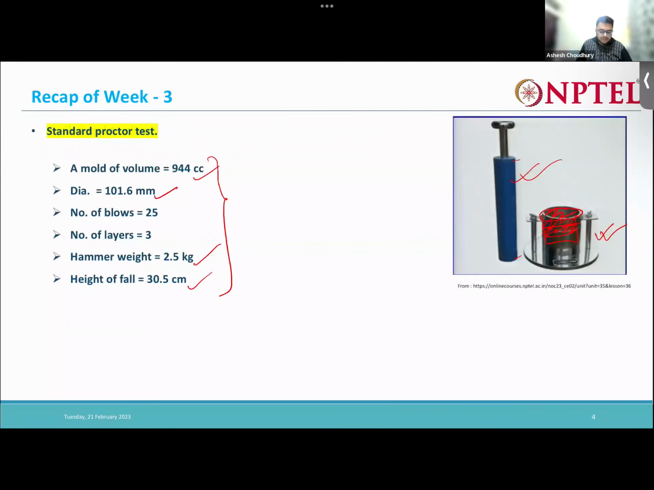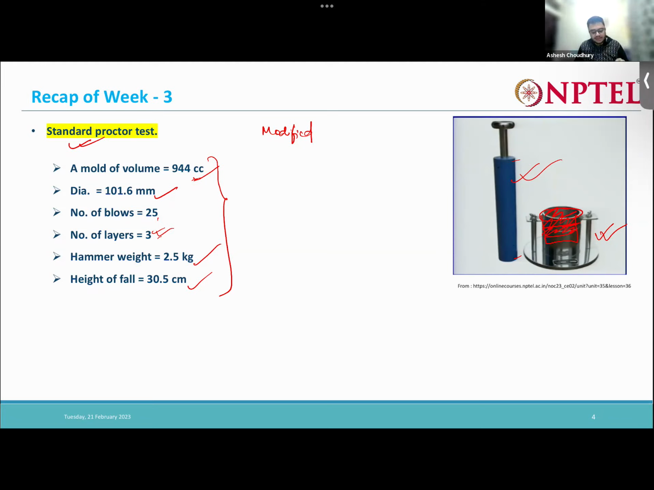Yeah, standard proctor test. But now I want to tell one more thing here, that there is one modified proctor test also. In the modified proctor test, the number of layers is increased. And there is one Indian light compaction test which is similar to the standard proctor test, but the dimensions vary a little bit. So I suggest that you please look into the IS code. If you just Google it, you will get that. Just search IS code on proctor test or compaction test, and you will get all the details there.